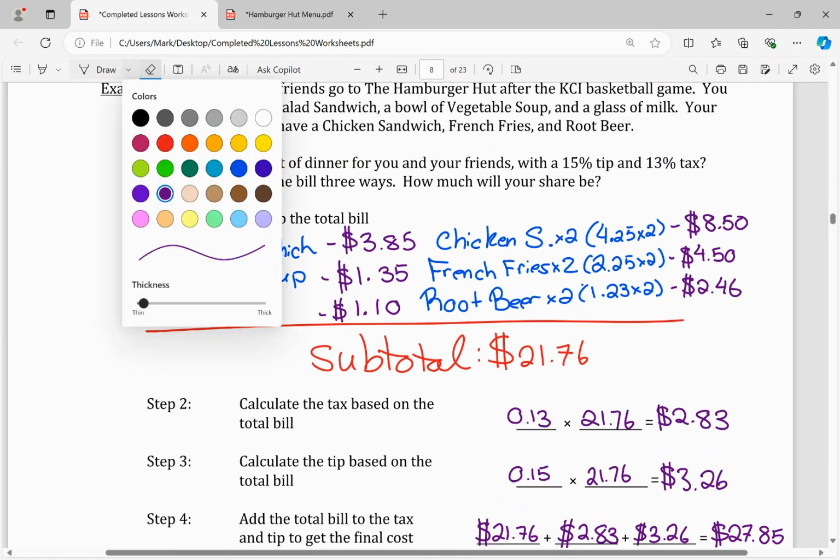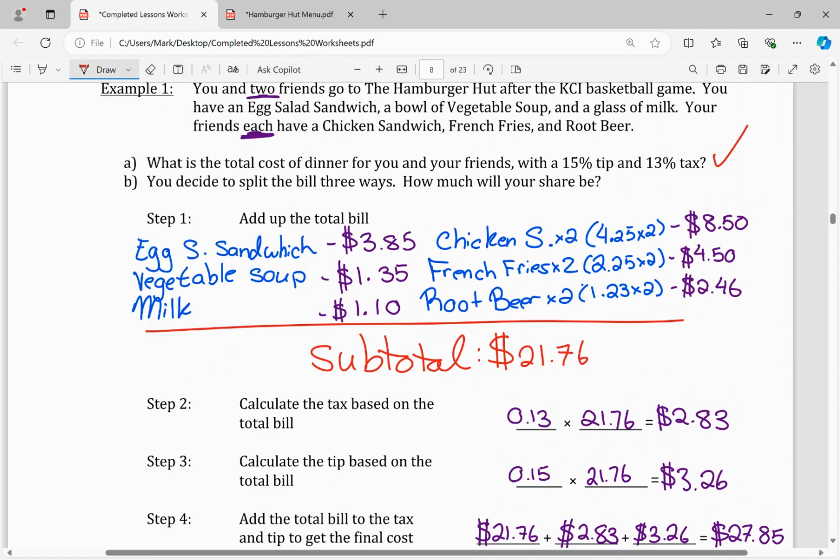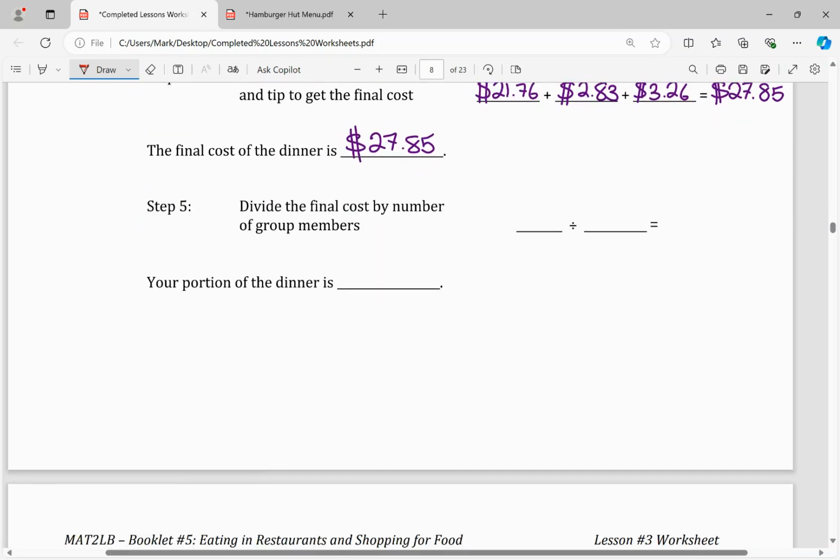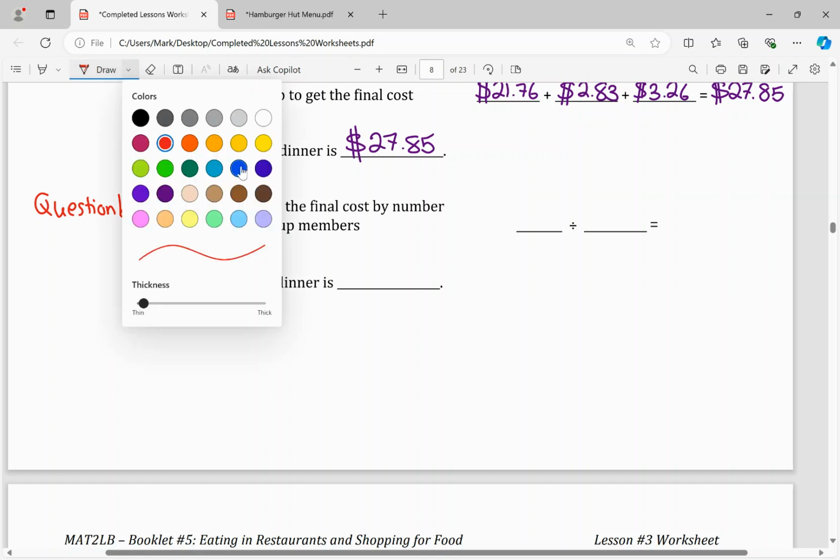Now, that is question A, done, check. Question B says you decide to split the bill in 3 ways. How much will your share be? Keyword split means to divide. We're dividing this in 3 ways. So step 5 to answer question B is to divide the total cost by the number of group members.